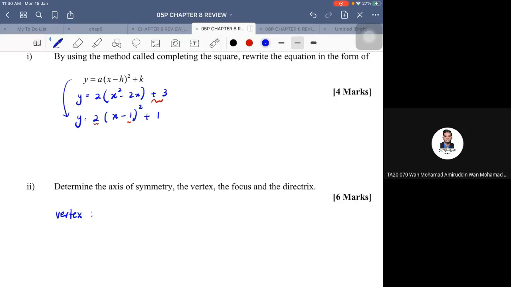Apa nilai vertex dia? 1, 1. 1, 1 betul. So the vertex value adalah 1, 1. So macam mana kita tahu nilai vertex dia adalah 1, 1? Sebab kalau ingat equation tadi, kalau kita ada equation kita dalam bentuk macam ni, so kita punya vertex dia berada dekat H, K. So therefore, untuk case kita ni H nilai dia adalah 1, so K dia adalah 1, so therefore the vertex point is going to be at 1, 1. So that is going to be our vertex point.